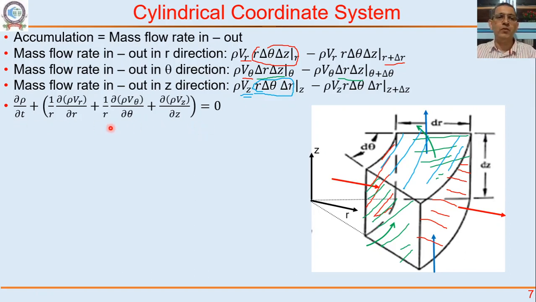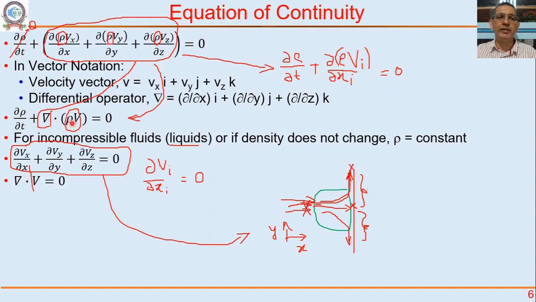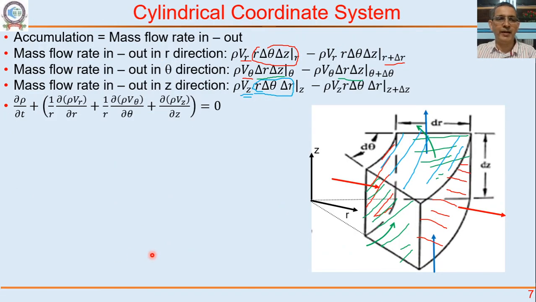Vector notation. Now we can write the same equation in vector notation. Only thing is this differential operator will be different in the Cartesian coordinate system and in the cylindrical coordinate system. So Bird-Stewart-Lightfoot's book appendix gives you the values of this operator for different coordinate systems, Cartesian coordinate system, cylindrical coordinate system. Writing in the vector notation, this equation also we can write as the same.